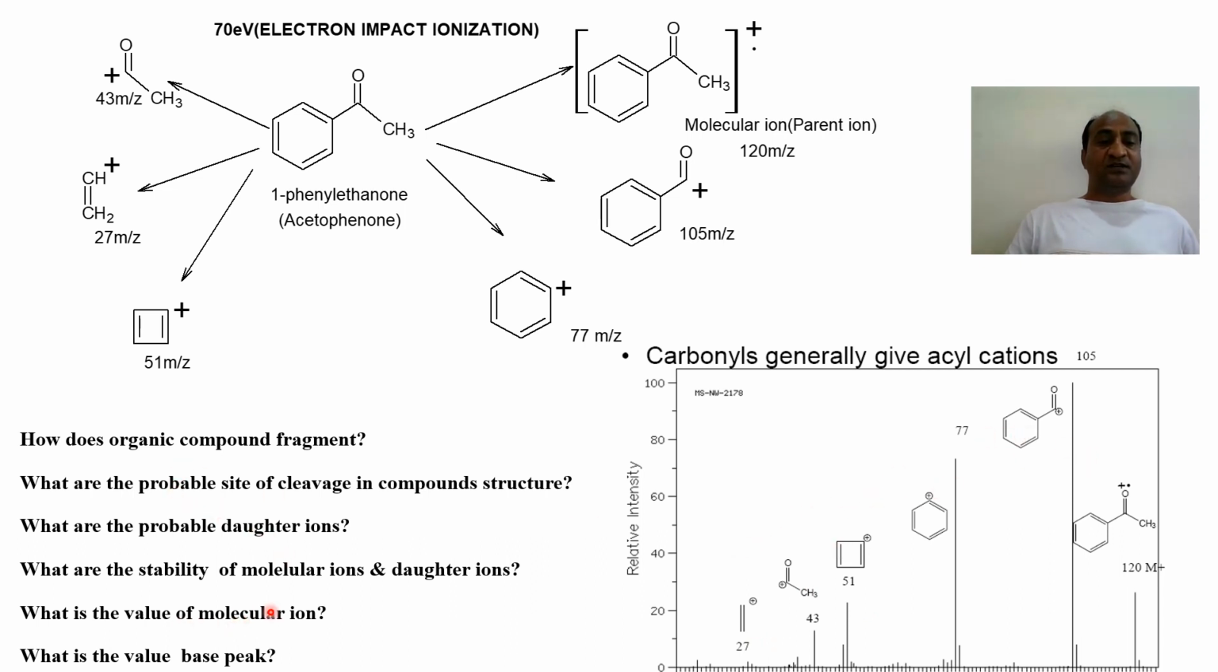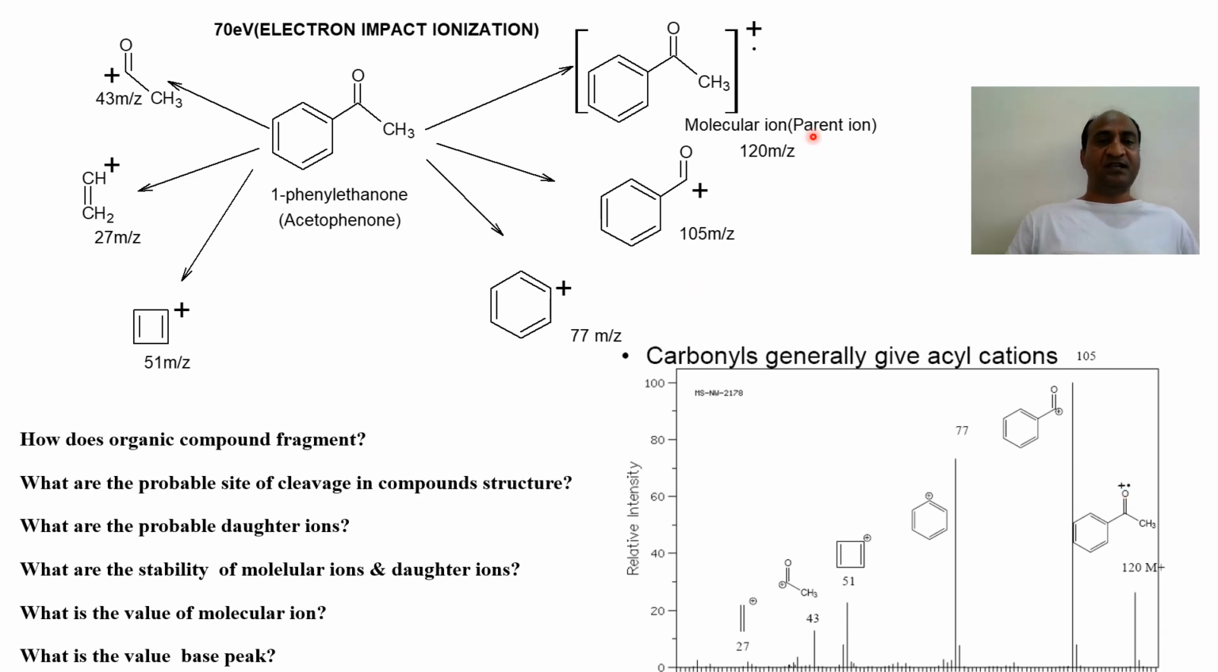Then, what is the value of the molecular ion? It is very important because, as we know, for any organic compound structure, just by adding the atomic weights of the atoms, we can get the molecular weight. In this case, we get 120. So in mass spectra, if we are using the electron impact ionization technique, then the right-hand end, the last peak, will be the molecular ion peak.